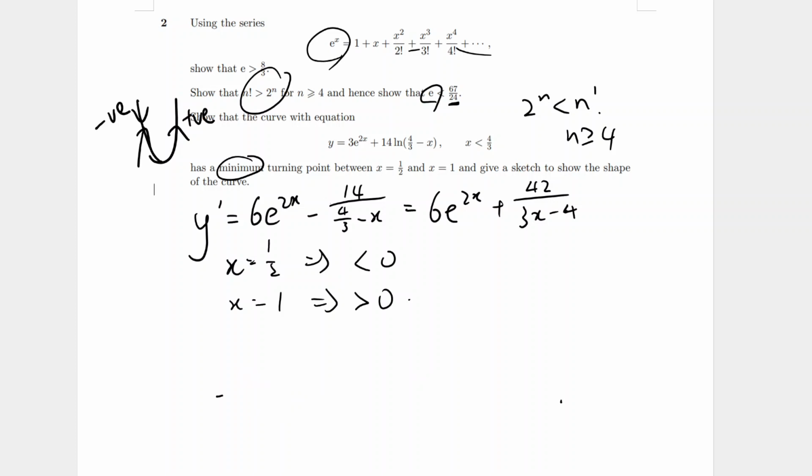Okay, so you just go x is 1/2, right? If you go x is 1/2, then what do you get? You get 6e plus, what is it? Plus 42 over minus 5 on 2, is it? Yeah, okay. And you know that e is capped at 67 over 24, right? So this thing is capped at whatever.